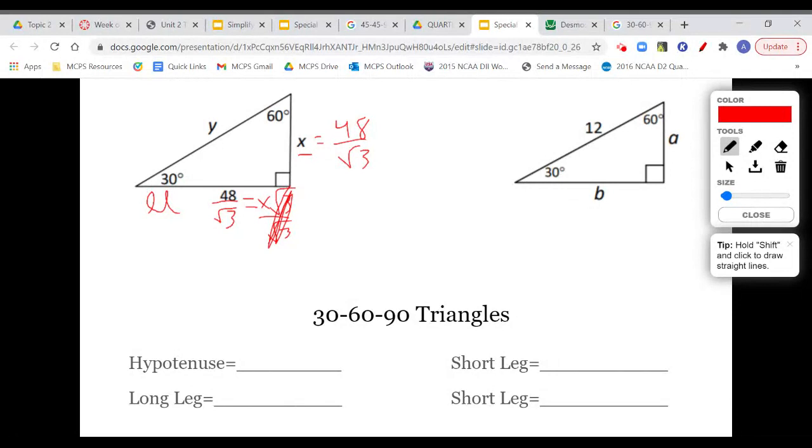Now let's find the length of the hypotenuse. To find the length of the hypotenuse from the longer side is a little bit trickier because I don't know the relationship between those. I haven't defined those yet. So what I'm going to do is I already found the length of the short side. Let me use that. I know the length of my hypotenuse is twice the length of my short side. So I'm going to take the length of my short side, 48 over root 3, and multiply that by 2. So the length of my hypotenuse then becomes 48 times 2, which comes out to 96, over the square root of 3.